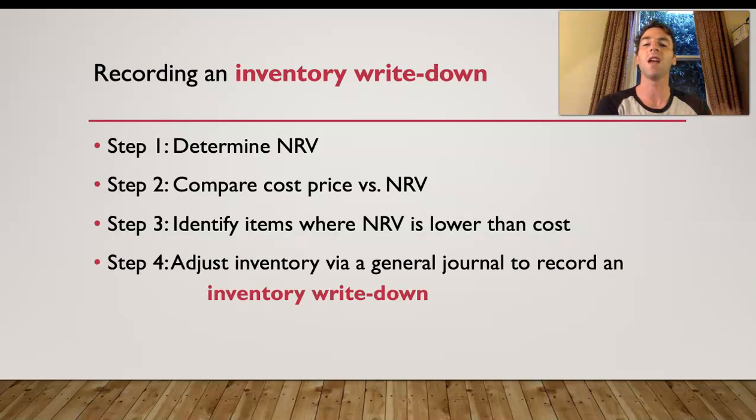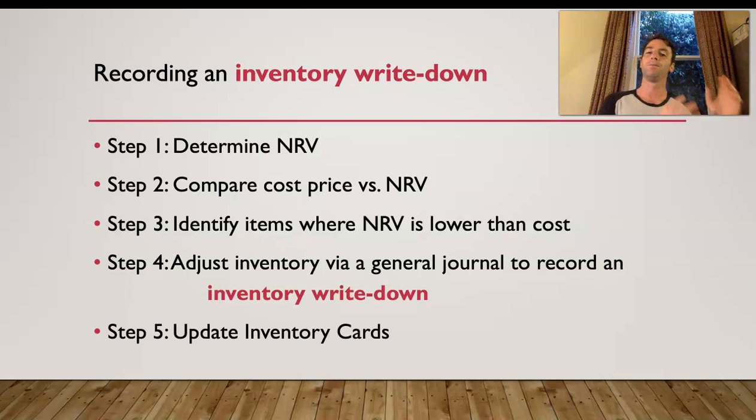And for just those ones where the NRV is lower, we're going to do a general journal to adjust the inventory to record an inventory write-down, and we'll update the inventory card. Be careful here. And the example, I think, in the next slide explains this again. Net realisable value is not the selling price. It is also the selling expenses incurred.